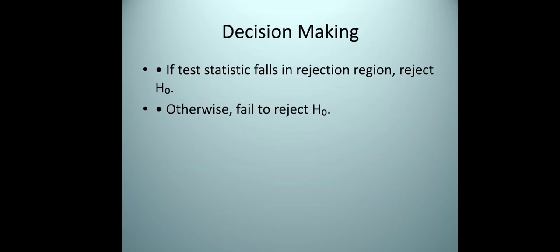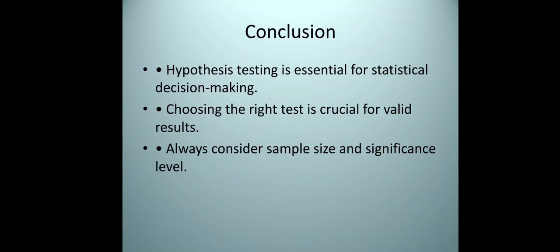Next, decision making. If the test statistic falls in the rejection region, reject H0. Otherwise, fail to reject H0.